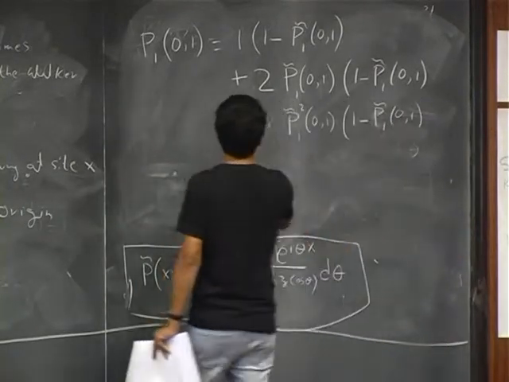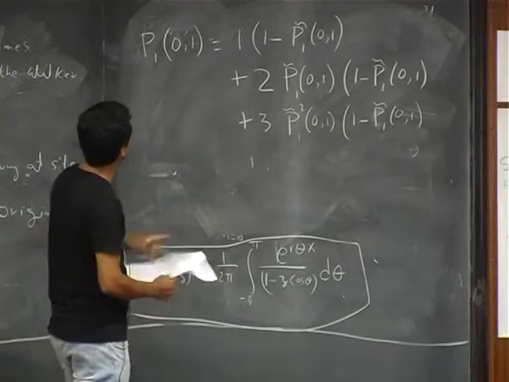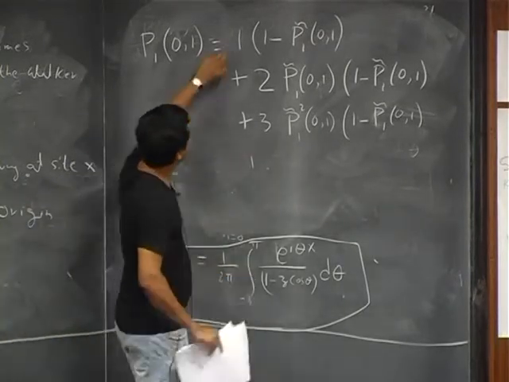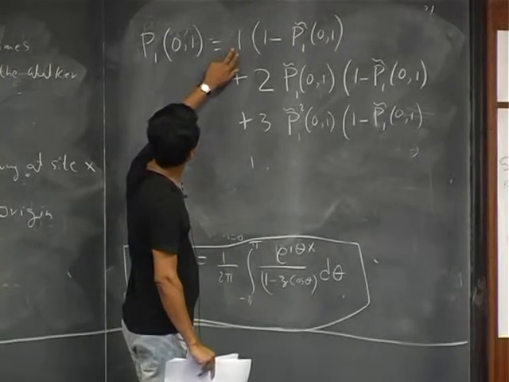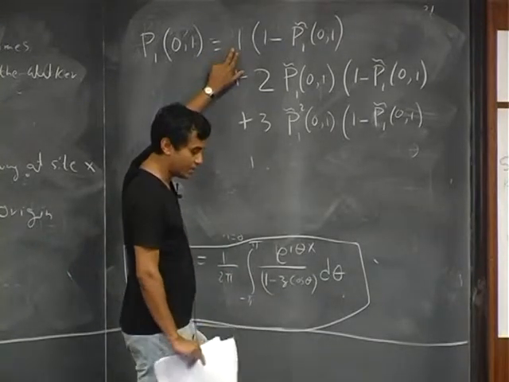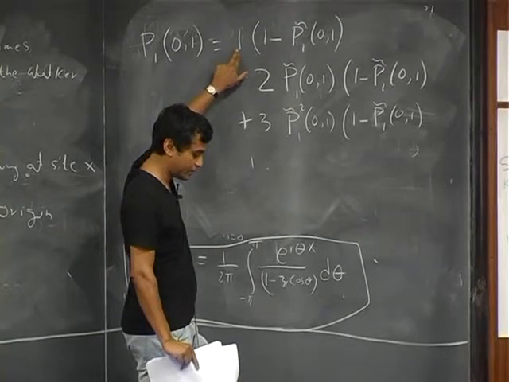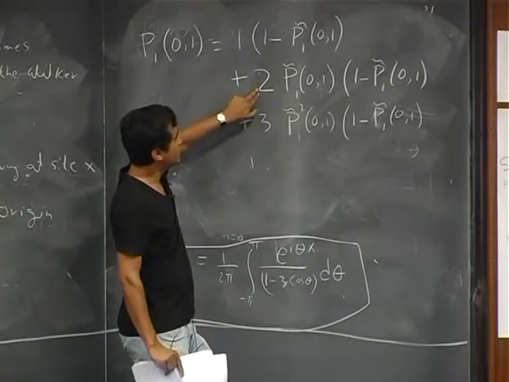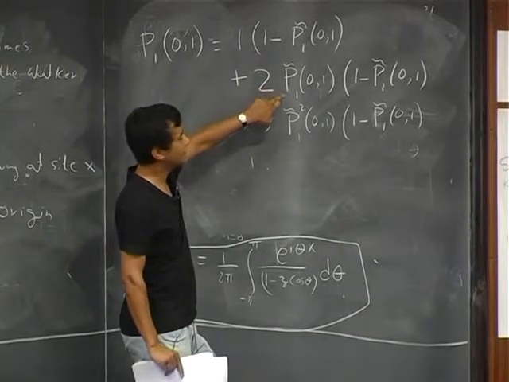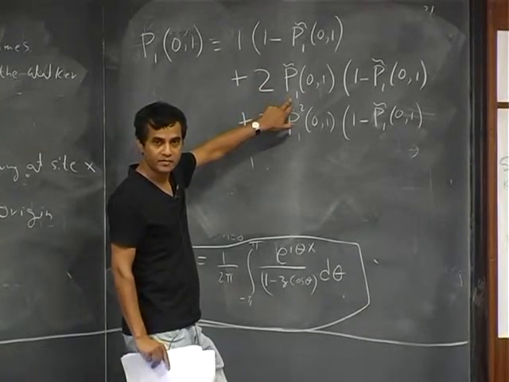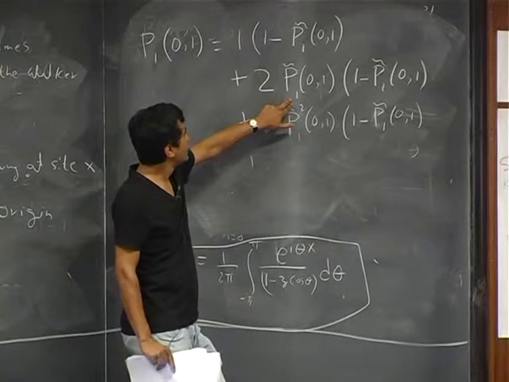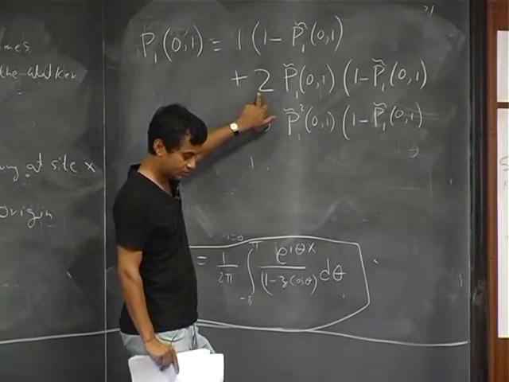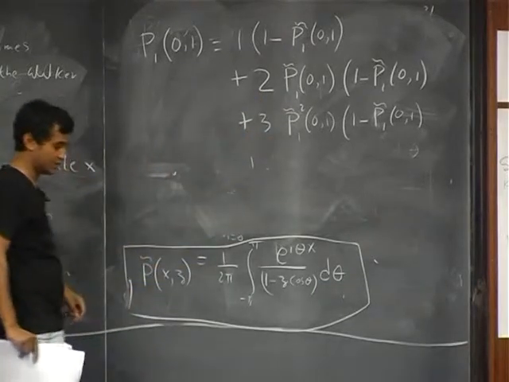So let's make sense of this. What is this? This is the probability it comes, the mean number of times it comes to this. So this is the probability it comes back in one step and then never comes back. This is the probability it comes to the origin for the first time in one step.